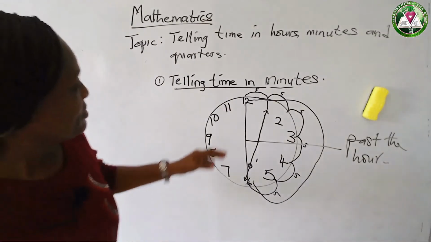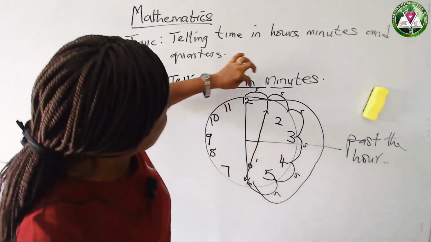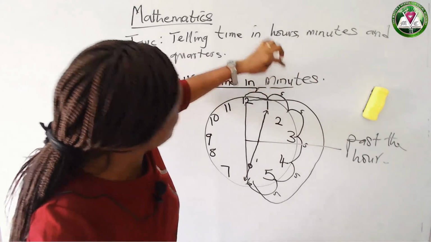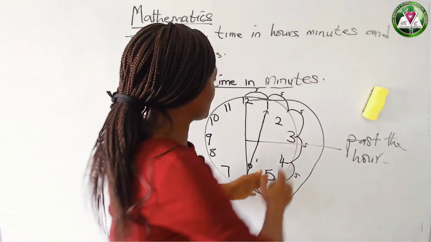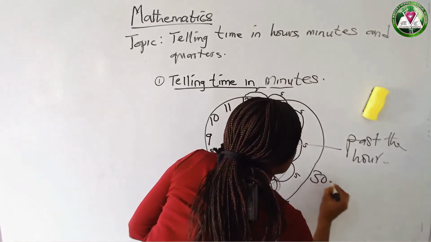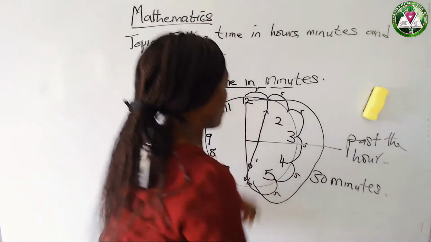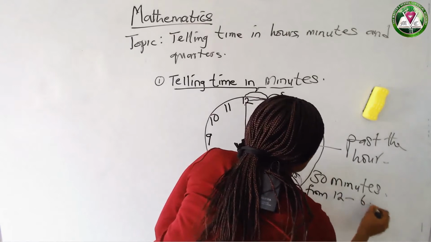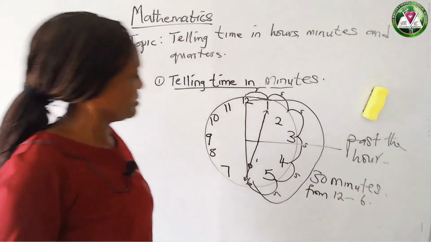Good. If you look at the board, you can see that I said that these are the minutes. From here to here, 5 minutes. From here to here, 5 minutes. If you count from 12, you see that all of them are 30 minutes. That is from 12 to 6, there are 30 minutes.